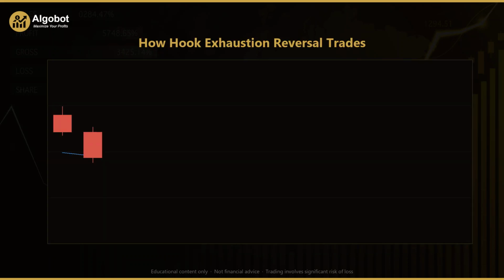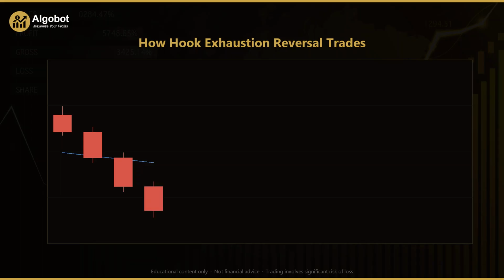Let's bring the logic to life on a chart. Across the screen, you can see a series of candles with a single smooth line running through them. That's our 50-period exponential moving average, the baseline the strategy calls home. Think of it as fair value. When price drifts a long way from this line, the move is considered stretched, and that's exactly the condition Hook Exhaustion Reversal waits for.